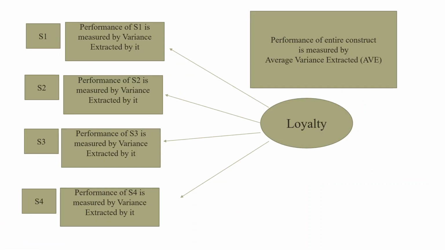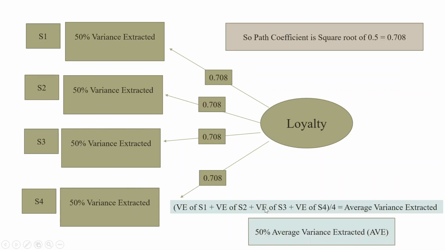Let's try to understand the average variance extracted concept here. Loyalty is captured with the help of 4 statements: S1, S2, S3, and S4. The performance of the entire construct depends on the performance of the statements S1, S2, S3, and S4. Say for example, if the factor loading of S1 is 0.708, and if I take the square of it, the variance explained by S1 is 50%. This means that S1 is able to explain variation in the loyalty construct by 50%.